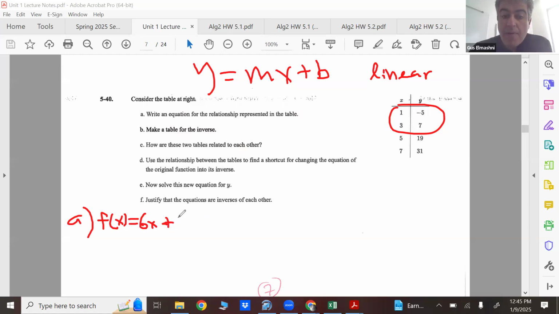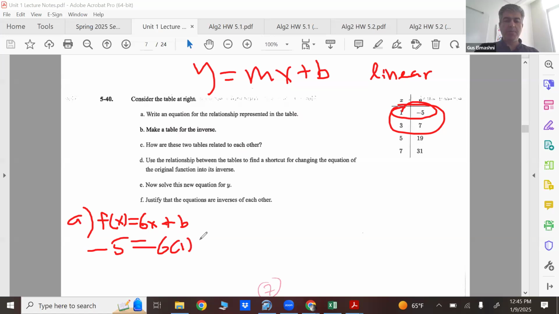Okay, how do I find the y-intercept? What would I do? Plug in 0 for x, correct. But oh, actually, no, I can't do that. Sorry, that is the y-intercept, but how would I use the table to help me find the y-intercept? Plug in one of the points. I can plug in any point I want. Which point do you want to plug in? Could be any one of these. Let's do the first one, okay? We'll see that one right there. So -5 equals 6 times 1 plus b. What's b gonna equal? Should be pretty easy.